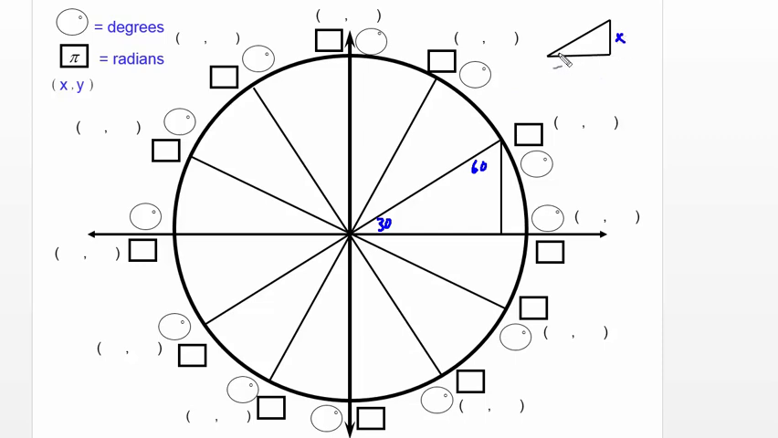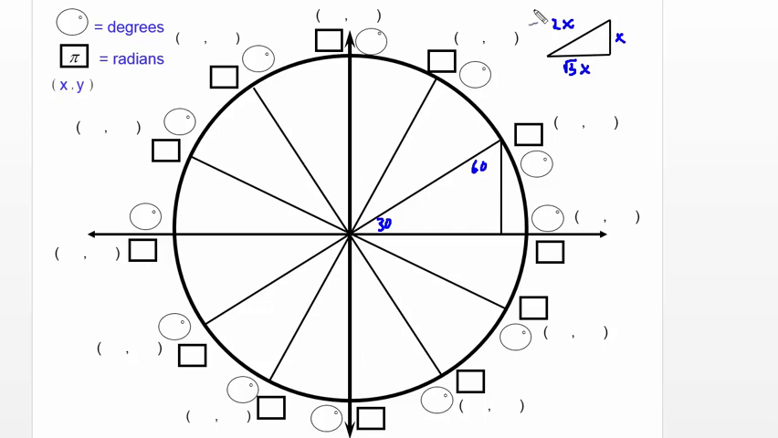the side opposite the 30 degree or smaller angle, if that's x, the hypotenuse is always twice as long as that, and the side opposite the 60 degree angle is always the square root of 3 times whatever that smaller side is. So there's a definite relationship between 30, 60, 90 right triangles. Now again, we're talking unit circles here.